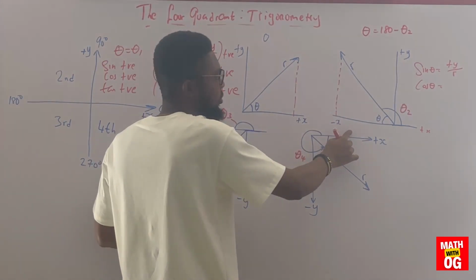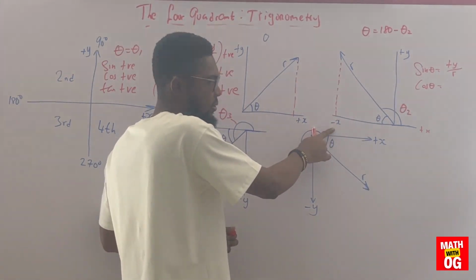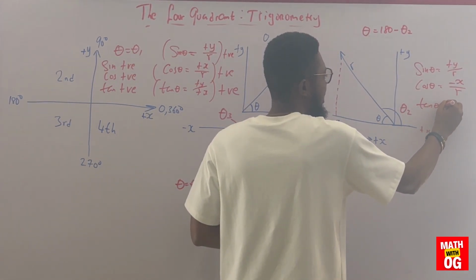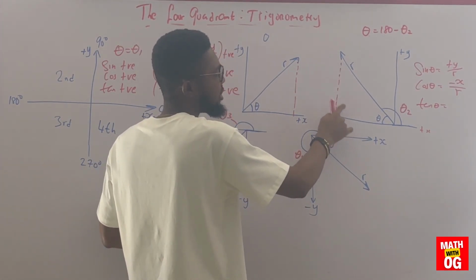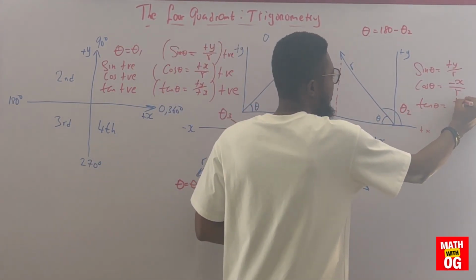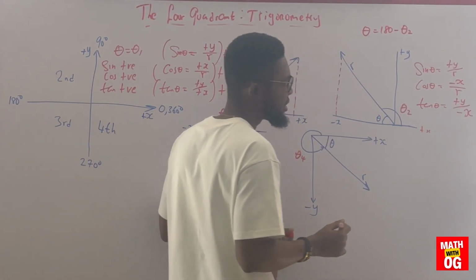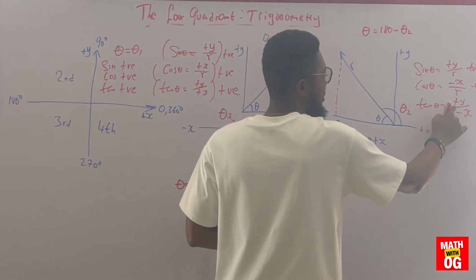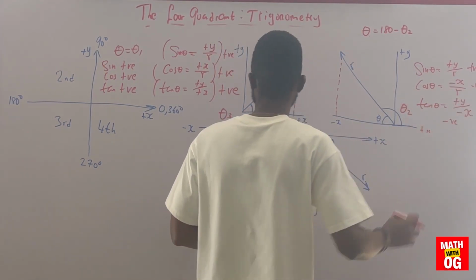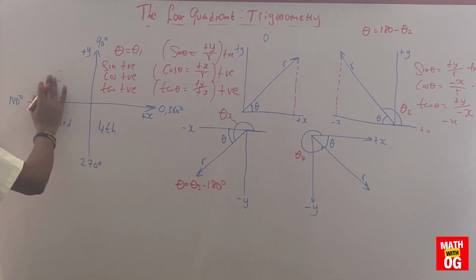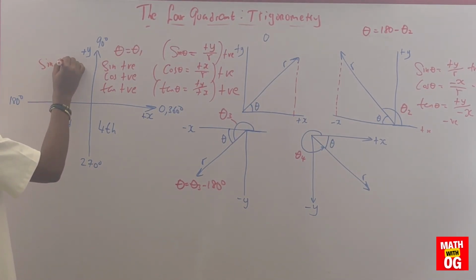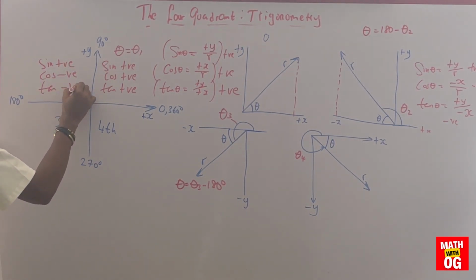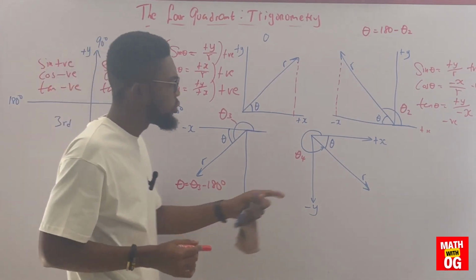Then you have your cos theta. Cos theta, adjacent over hypotenuse, is negative x over r. And lastly, tan theta, opposite over adjacent, is positive y over negative x. So here we can see that our sine is positive, our cos is negative, and our tan is negative. Positive over negative is negative. So I can write here in my second quadrant, my sine is positive, my cos is negative, and also my tan is negative.